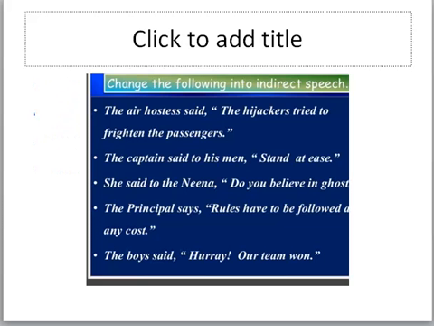And students, some sentences have been shared with you, and do try to change them into indirect speech. The first sentence is: the air hostess said the hijackers tried to frighten the passengers. The second sentence is: the captain said to his men, stand at ease. The third sentence is: she said to Nina, do you believe in ghosts? The fourth statement is: the principal says rules have to be followed at any cost. And the fifth and last one is: the boys said, hooray, our team won.